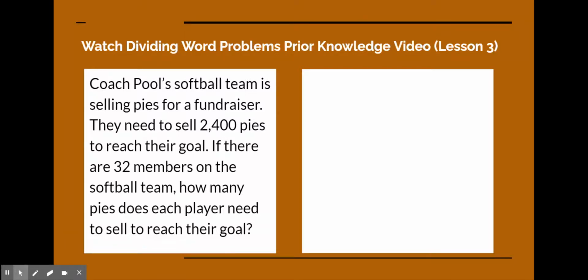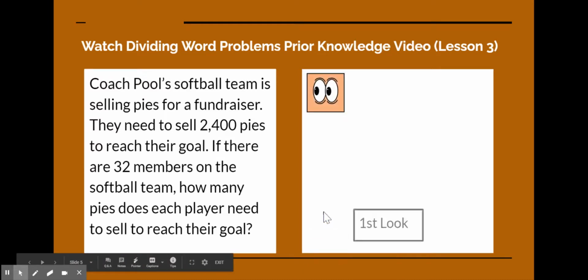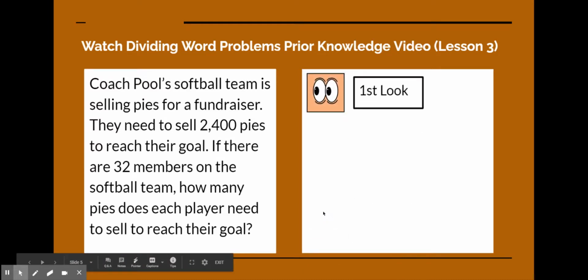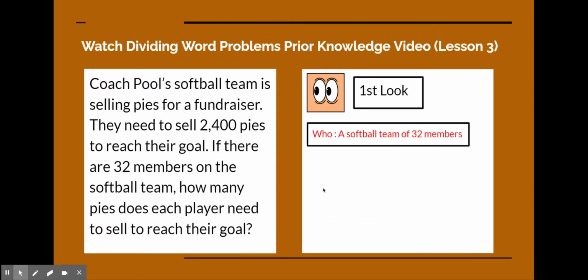Now let's use our four-look strategy to solve this word problem. Coach Pool's softball team is selling pies for a fundraiser. They need to sell 2,400 pies to reach their goal. If there are 32 members on the softball team, how many pies does each player need to sell to reach their goal? So in our first look, we are noticing, who is our story about? Well, our story is about a softball team of 32 members.